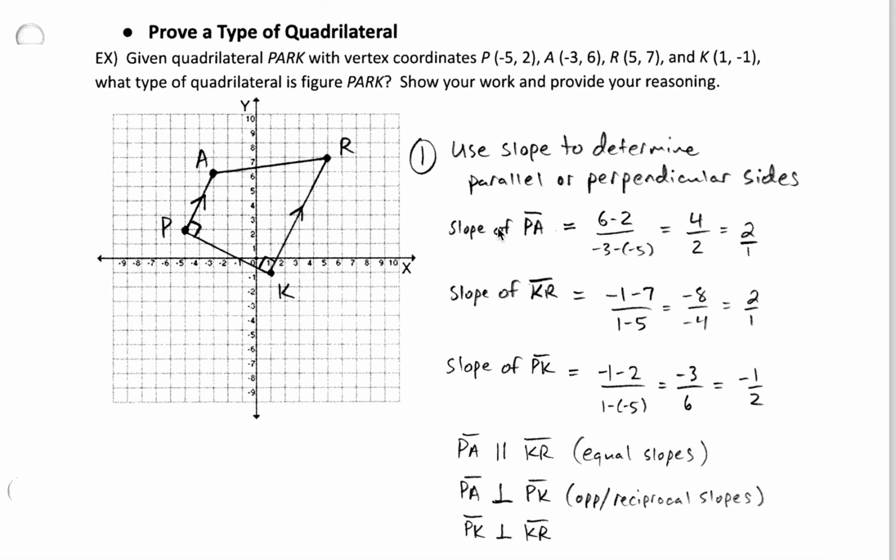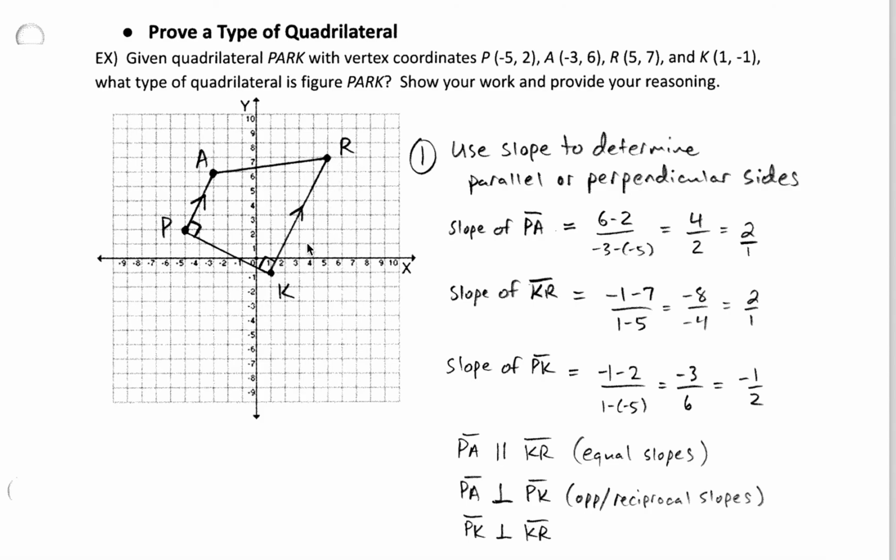So finding the slope of PA, using our slope formula between those 2 points, we're going to subtract our y values, or find the rise, which is 4, and subtract our x values, or find the run, which is 2. And 4 divided by 2 could reduce to 2, or we could say that that's 2 over 1 if we want to keep it as a ratio.